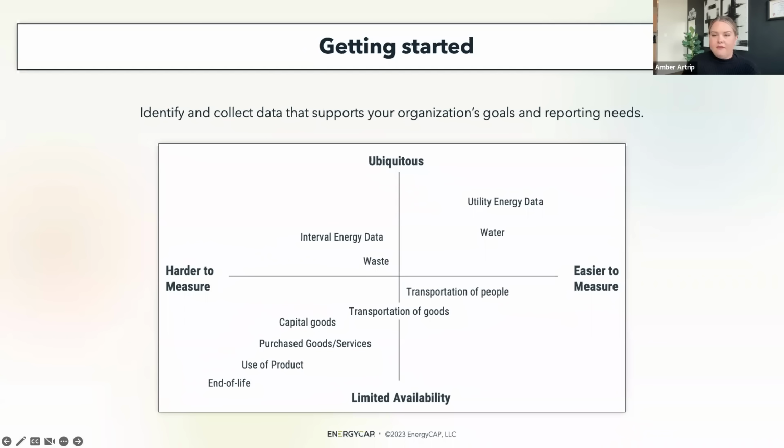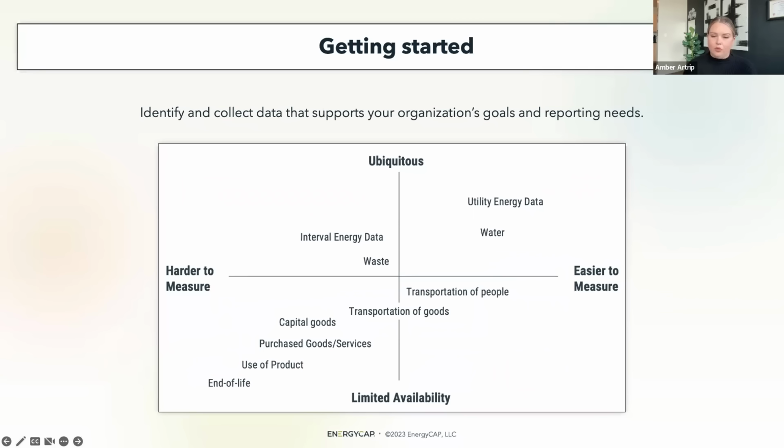So when you're kicking off your journey, the first place to start is with data. You hear both Dave and me leaning into data a lot, and there are some emissions data points that are more easily available and ubiquitous and easier to measure. Think of utility bill data, for example, or water bill data. Those come on a regular cadence, about every 30 days in the form of a bill, and you can count on it to be there, and you can count on its accuracy. That's great. But then especially as we go down into scope 3, there are data points that are harder to measure and are limitedly available.